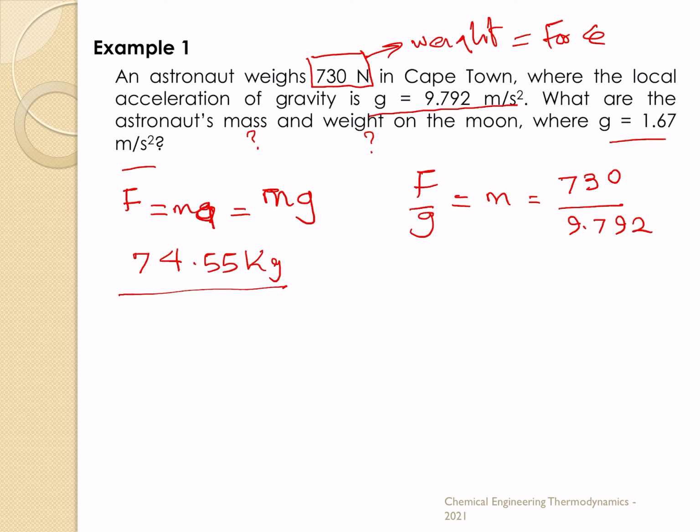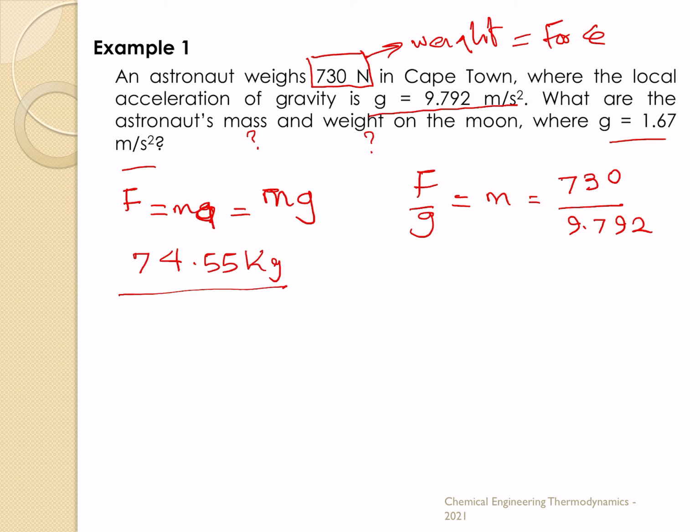But take note, mass does not vary, because there is no exchange of matter, no exchange of material. So the mass of the astronaut anywhere on Earth or any other planet remains the same. I know typically, on a day-to-day basis, we tend to equate weight to mass, but scientifically, they are two different things. Weight depends on the acceleration of gravity, while mass is not dependent on that.